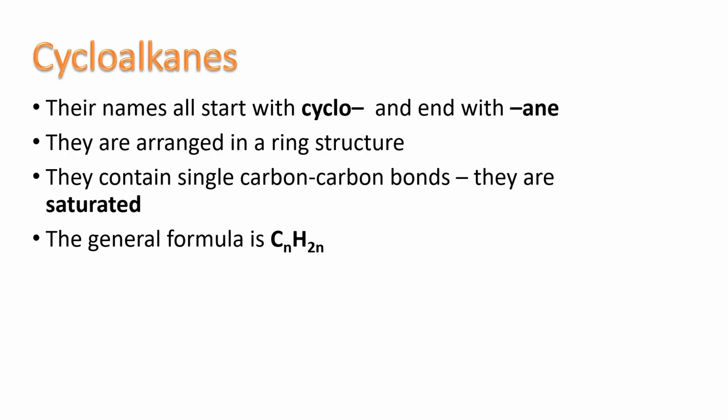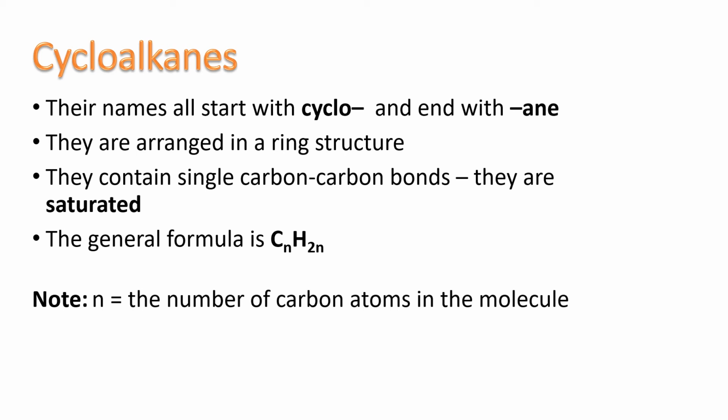So for cycloalkanes, their names all start with cyclo and end with ane, so that's how we can identify them from their name. They're arranged in a ring structure, so the name cycloalkane gives that away, as cyclo makes us think of a cycle. They contain single carbon-to-carbon bonds, so they are saturated, and the general formula for them is CnH2n. Now remember, n is our number of carbon atoms in the molecule. If you pause here and copy this down.